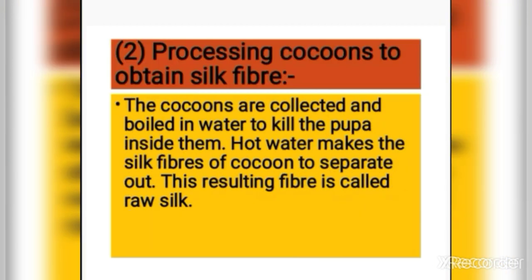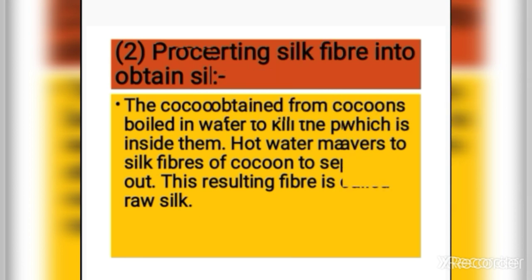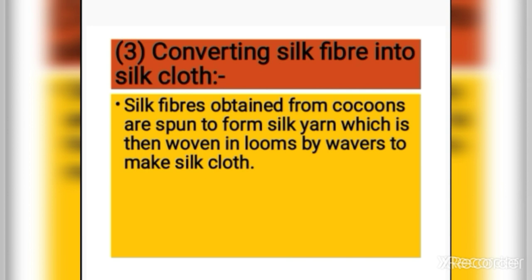The second step is processing cocoons to obtain silk fiber. The cocoons are collected and boiled in water to kill the pupa inside them. Hot water makes the silk fibers of the cocoon separate out. This resulting fiber is called raw silk. Then the silk fibers obtained from the cocoons are spun to form silk yarn, which is then woven in looms by weavers to make silk cloth.